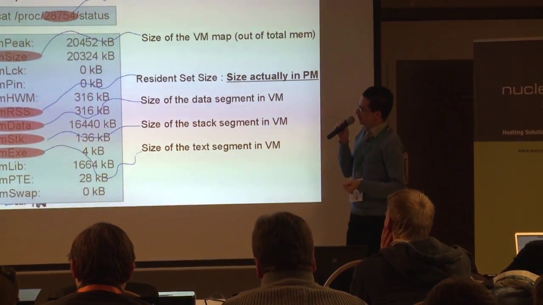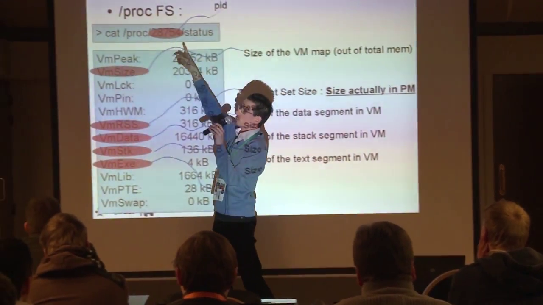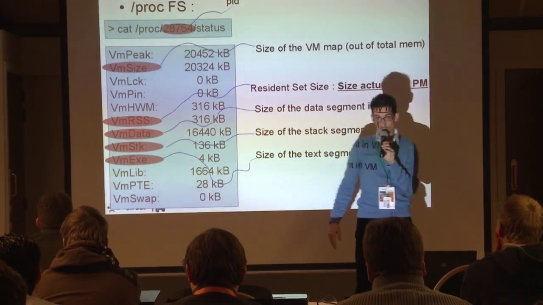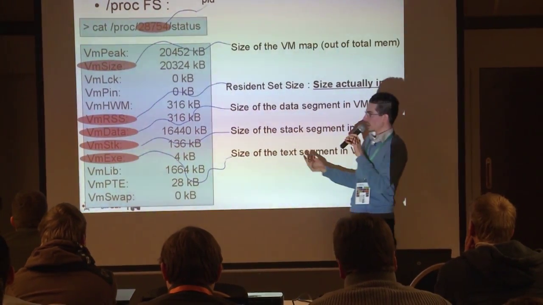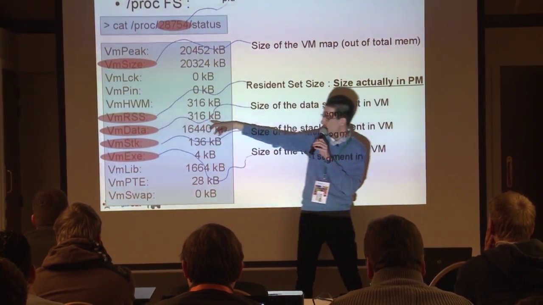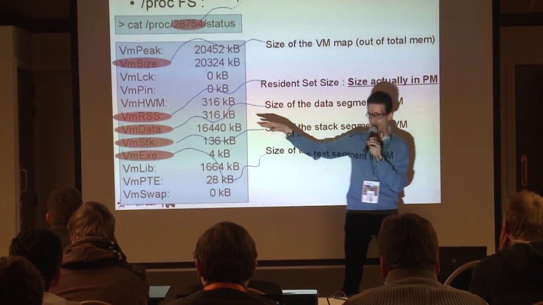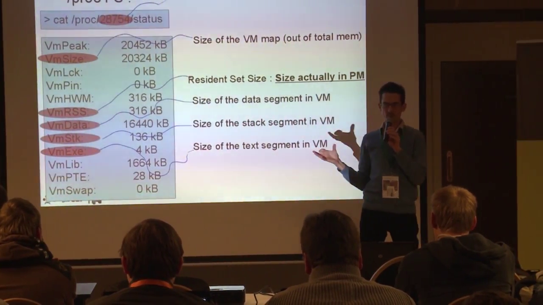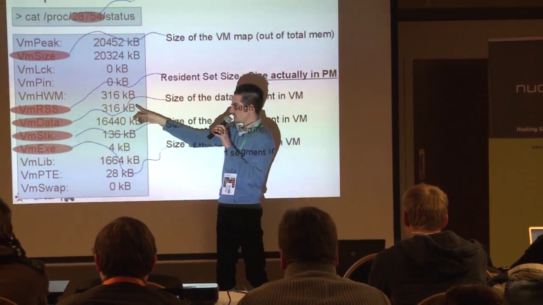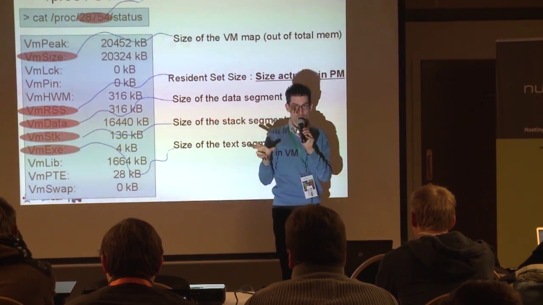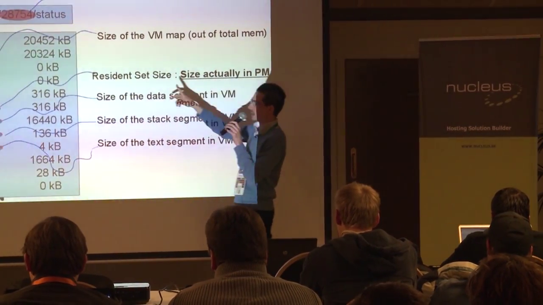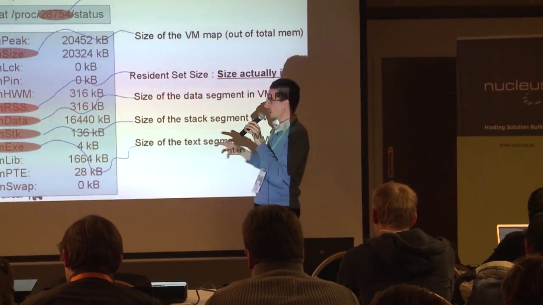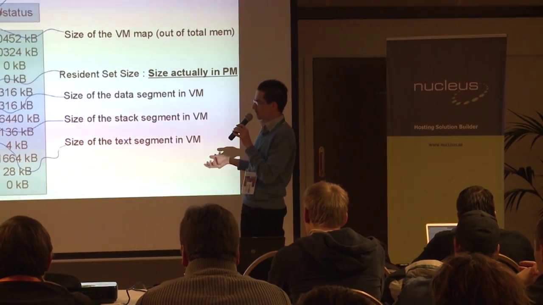all the items you have here, but on this process, I don't know what it is, you have a virtual memory size allocated of 20 megabytes out of the total memory, okay? And the resident set size is 300 kilobytes. This is the physical memory that is actually paged into your process memory map. This is how much memory is used by this process in physical RAM, okay? Even if I allocate 20 megabytes, actually the kernel is paging in only 300 kilobytes in physical memory.